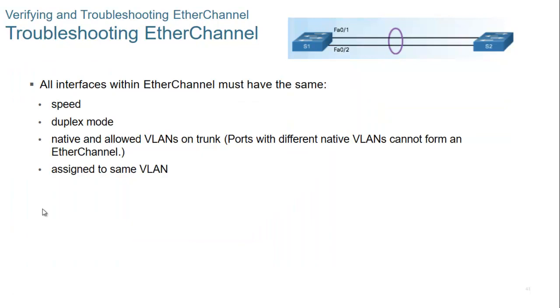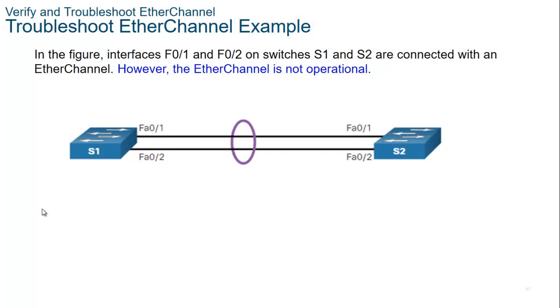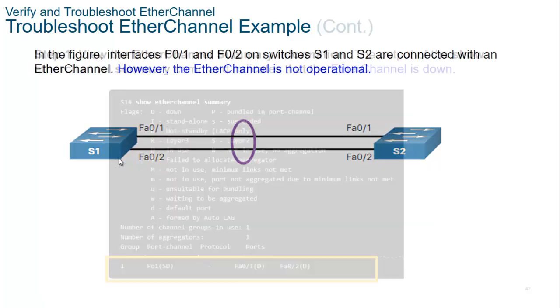When we are troubleshooting EtherChannels, we must make sure that the interfaces within the EtherChannel have the same speed, same duplex mode, same native and allowed VLANs on trunk, and are assigned to the same VLAN. So let's look at an example. In the figure, interfaces FastEthernet 0/1 and 0/2 on switch S1 and S2 are connected with an EtherChannel. However, the EtherChannel is not operational. What happened?